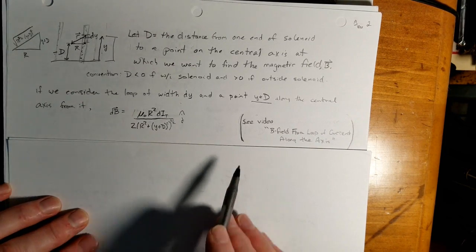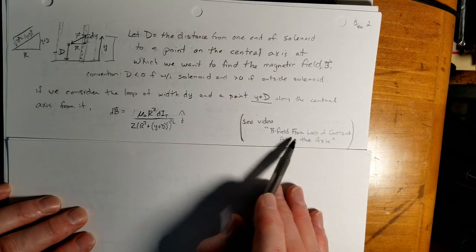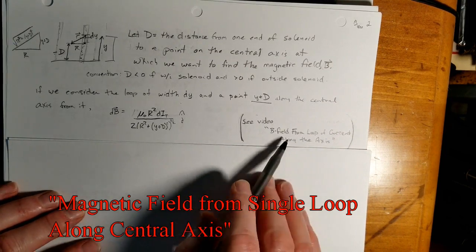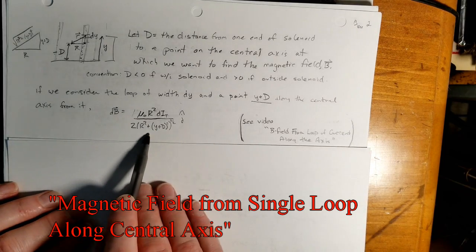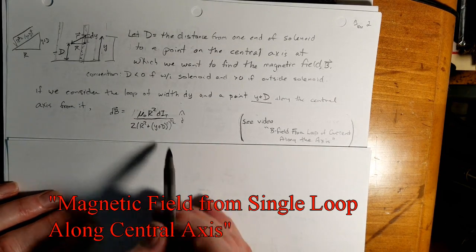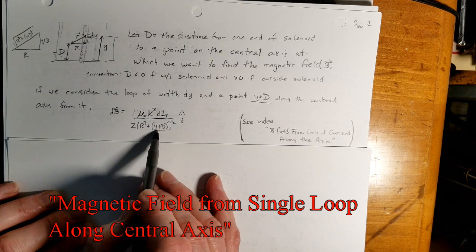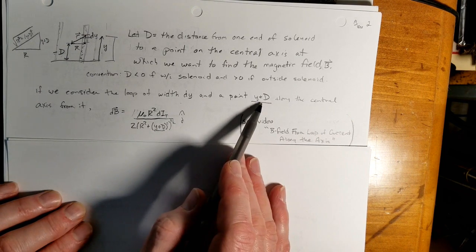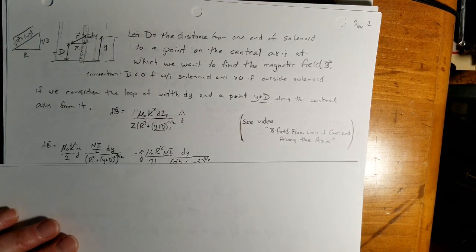And so using the video, which has B field from a loop of current along the axis, that's the tentative title, and I hope I remember to actually call it that. This was the formula from that, where this was the distance from that loop. And so applying this specific case, that'd be y plus d.